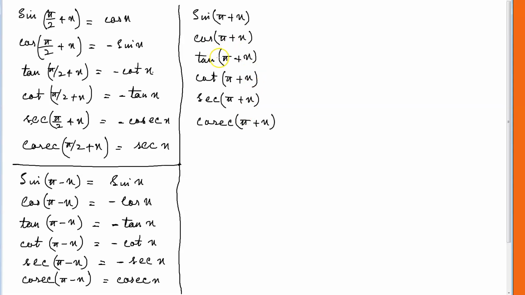So the sine of pi plus x is equal to negative sine x. The cos of pi plus x is equal to negative cos x. The tan of pi plus x is equal to tan x. The cot of pi plus x is equal to cot x. The secant of pi plus x is equal to negative secant x. And the cosecant of pi plus x is equal to negative cosecant x.